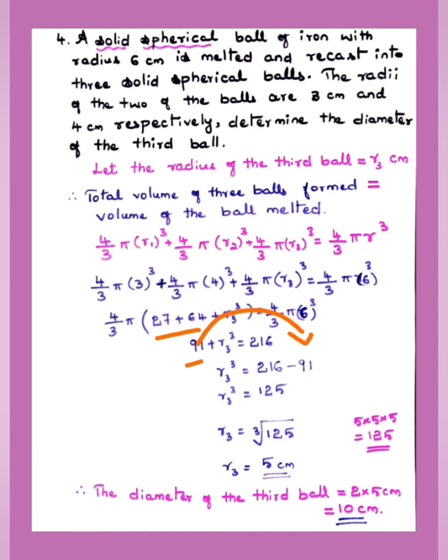So r3 cube is 125, take the cube root of 125. Cube root of 125 is 5. It means 5 you have to multiply 3 times. 5 5s are 25, 25 5s are 125. Therefore r3 value is 5 centimeter. We got only the radius of the third ball. Therefore diameter of the third ball is 2 into radius. Twice the radius gives us the diameter, that is 2 5s are 10 centimeter. So this is the answer.